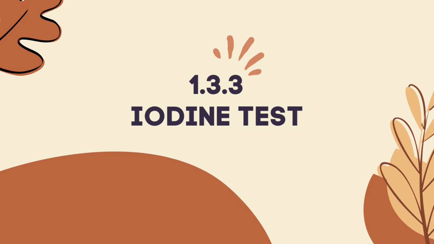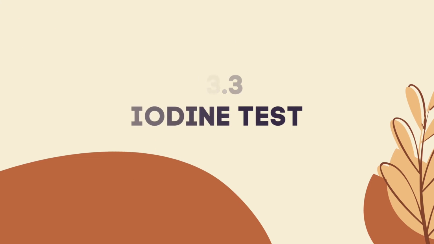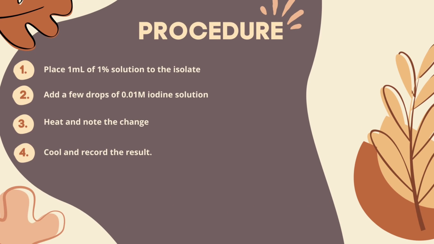Activity 1.3.3 Iodine test. Procedure. Place 1 ml of 1% solution of the isolate. Add a few drops of 0.01 molarity iodine solution. Heat and note the change. Cool and record the result.